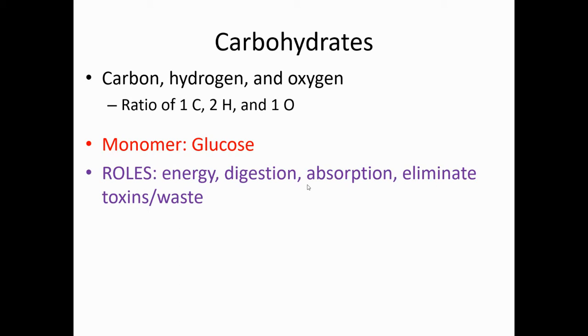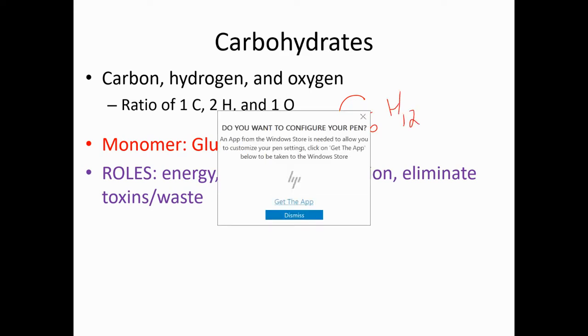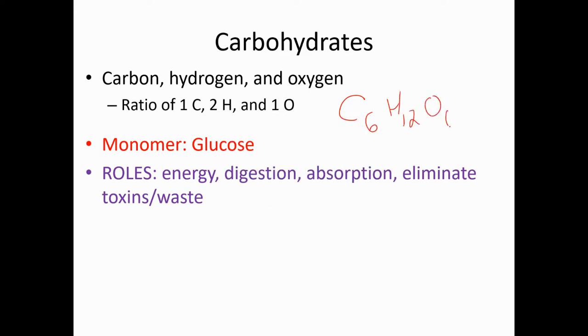Carbohydrates are made up of carbon, hydrogen, and oxygen. Now the cool thing is they're in a 1 to 2 to 1 ratio, one carbon and two hydrogens to one oxygen. For example, C6H12O6, right? Glucose. That's the most common one here. So again, that's a 1 to 2 to 1 ratio of carbon to hydrogen to oxygen, always, 100% of the time. So the monomer is glucose.